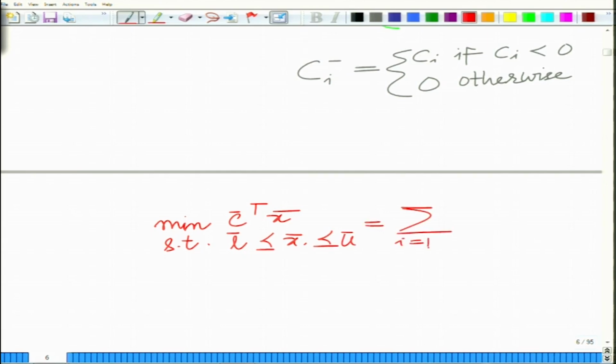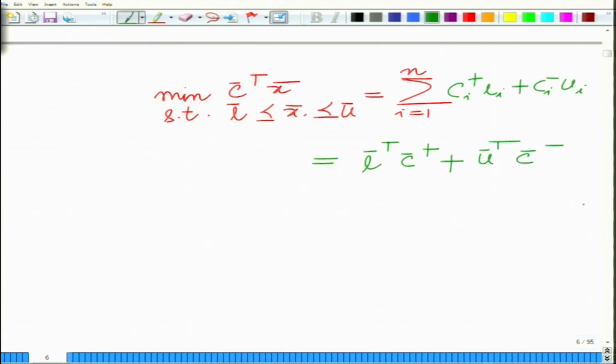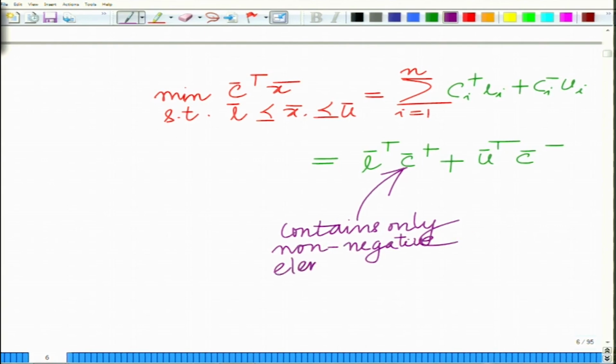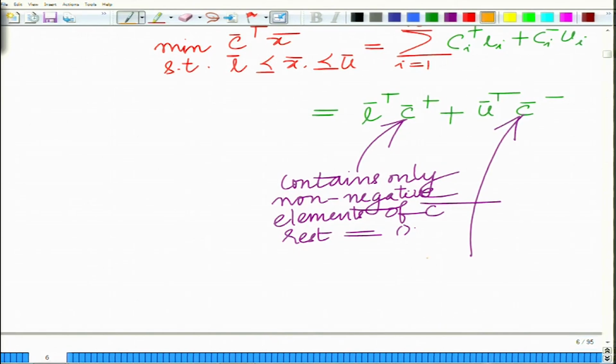This is equal to summation i equals 1 to n Ci plus Li plus Ci minus Ui, which is equal to, you can write this as L bar transpose C bar plus U bar transpose C bar minus, where C bar plus contains all positive elements of C bar, or contains only non-negative elements, the rest are 0, and this also contains only negative elements of C bar minus.